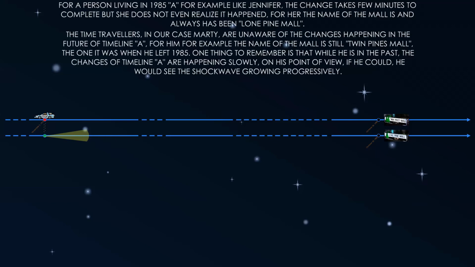The time travelers, in our case Marty, are unaware of the changes happening in the future of timeline A. For him, for example, the name of the mall is still Twin Pines Mall, the one it was when he left 1985. One thing to remember is that while he is in the past, the changes of timeline A are happening slowly. From his point of view, if he could, he would see the shockwave growing progressively.